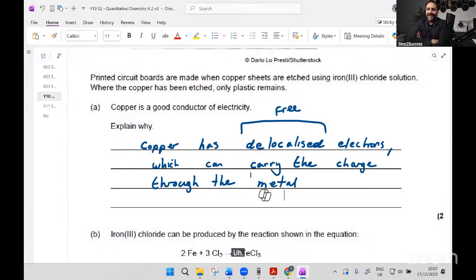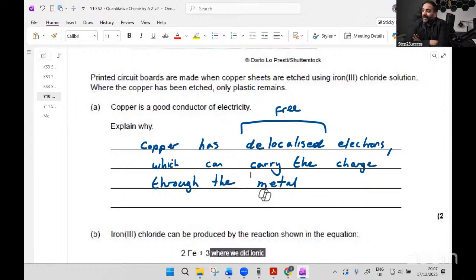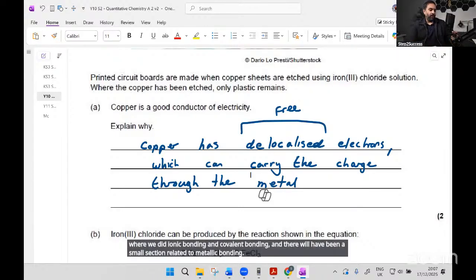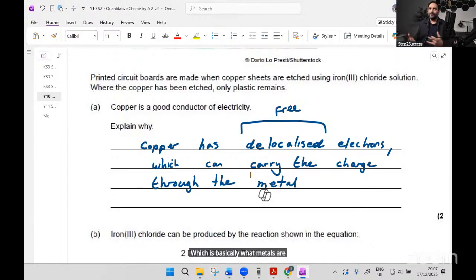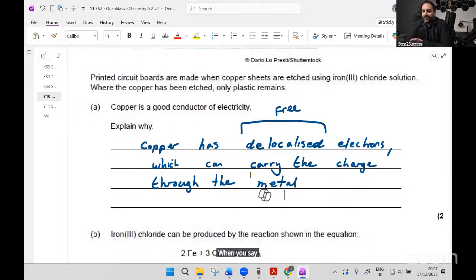Yes, it's a part of metallic bonding. So there is a section of the syllabus. We did it when we did bonding in the second chemistry lesson, year 10s, where we did ionic bonding and covalent bonding, and there will have been a small section related to metallic bonding, which is basically what metals are like. So all metals, not just copper, have these things called delocalized electrons, which is what allows them to conduct electricity. So yes, when you say you're just supposed to know it, yes, as in it is taught.